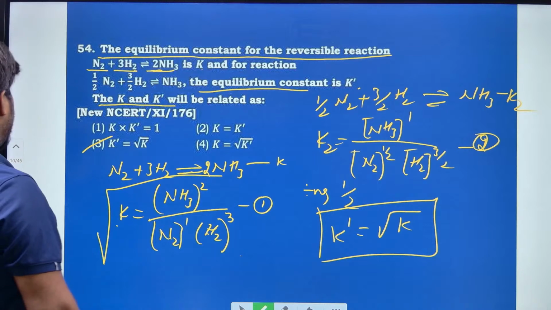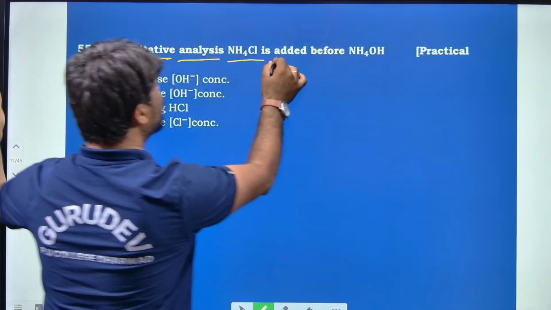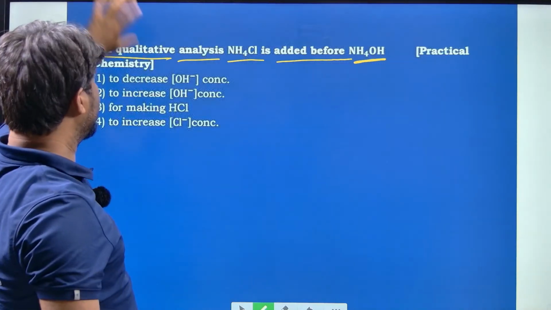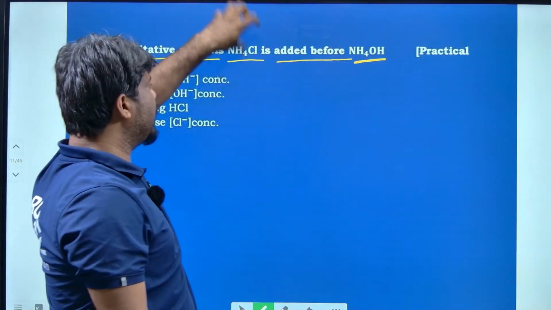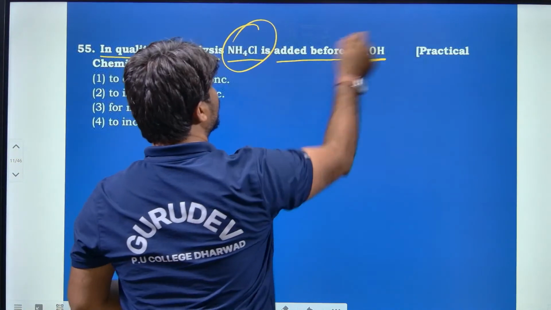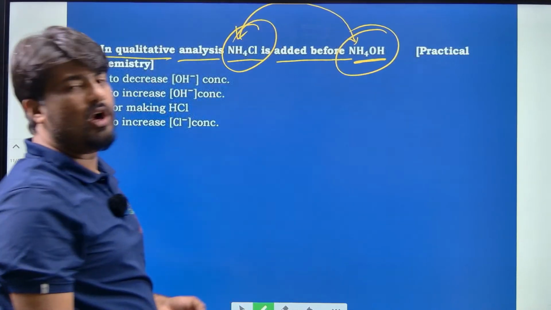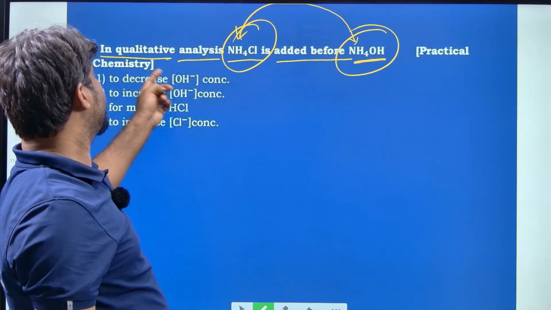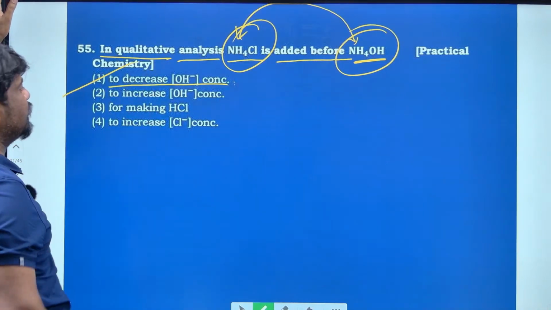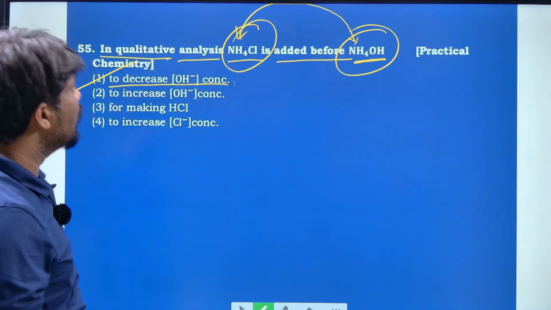Well, dear students, I will go for the next question. In qualitative analysis, ammonium chloride is added before ammonium hydroxide. Why? Between ammonium chloride, NH4Cl, and NH4OH, which ion is common? NH4 is common, so due to the common ion effect, it decreases the concentration of the OH minus ion. That's the reason why ammonium chloride is added before NH4OH.